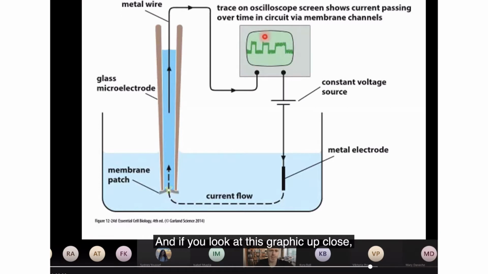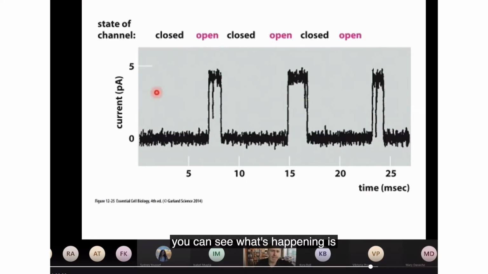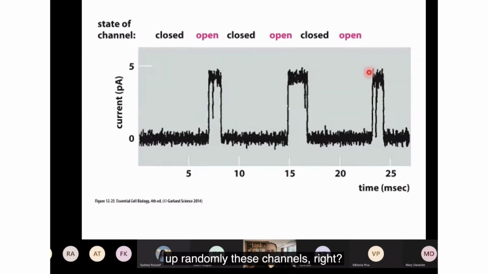And if you look at this graphic up close, you can see what's happening is when we're measuring the current, we're running an electrode through this. When there's no flow, it's because the channels are closed. And when we get this spike and a change in the current, it's because the channels open. And it's closed, and then it's open, and closed, and open, which tells us that these channels are opening randomly. All right.